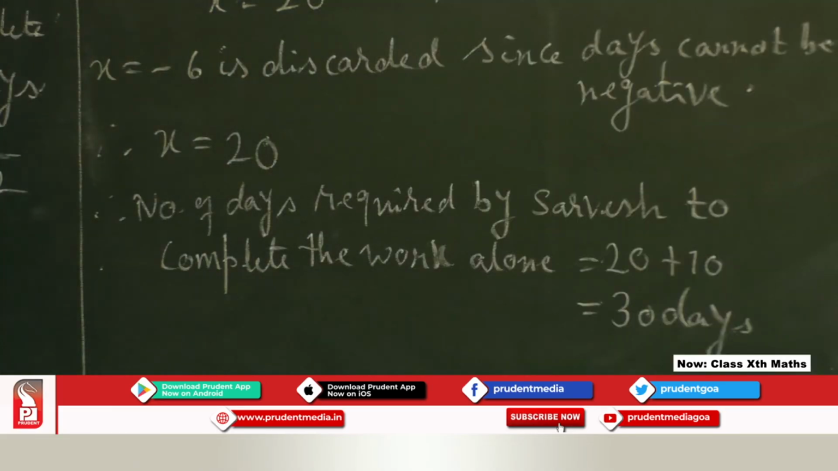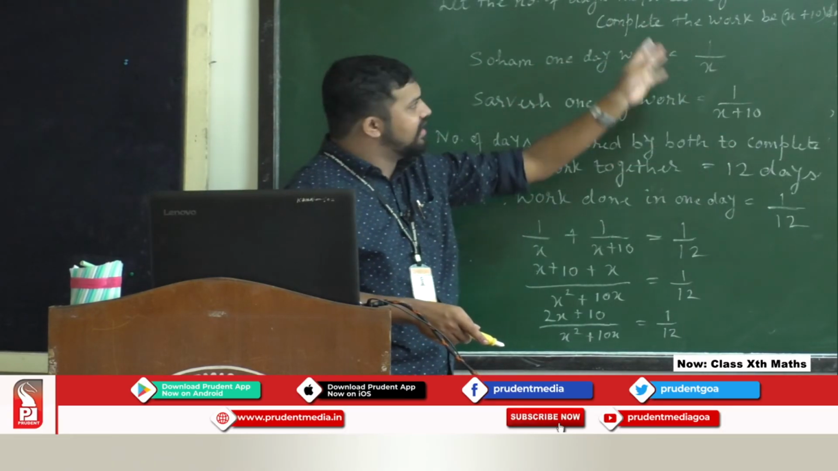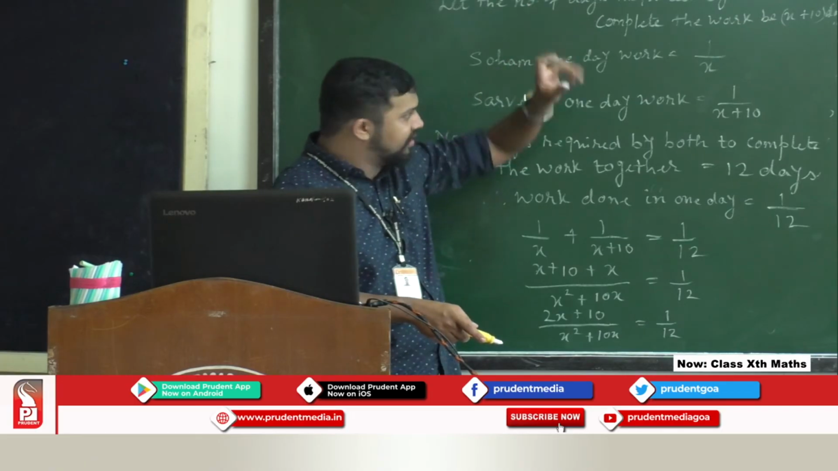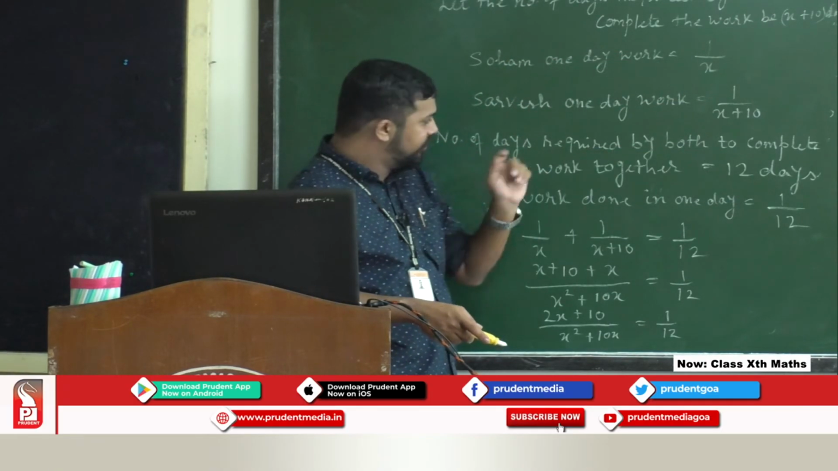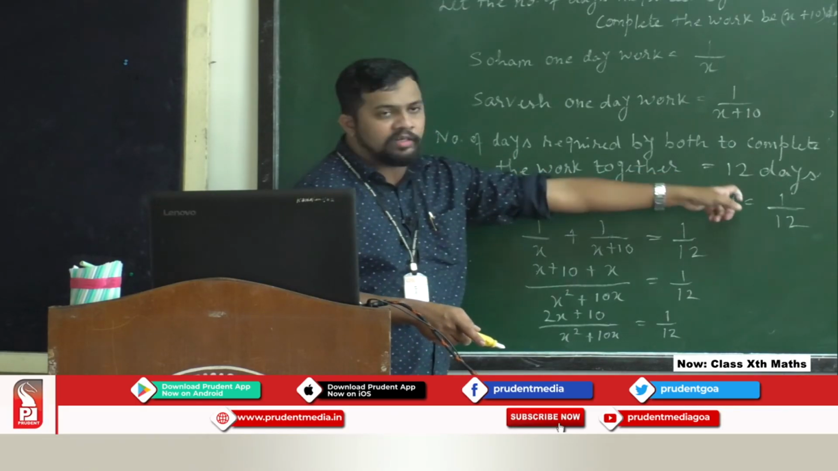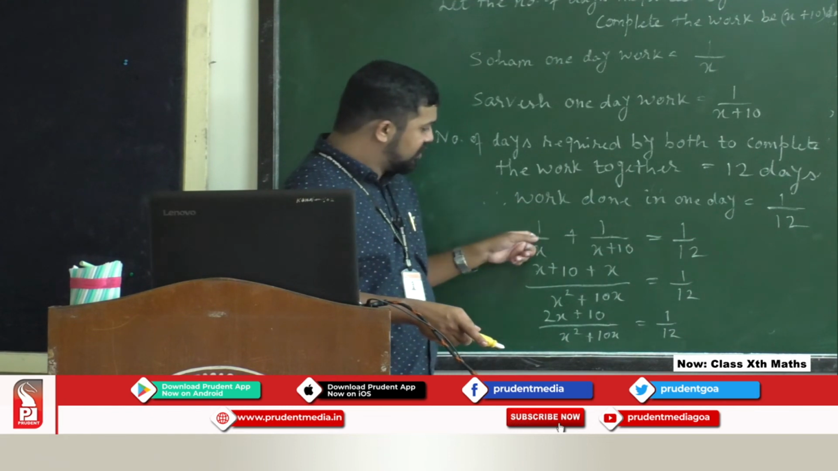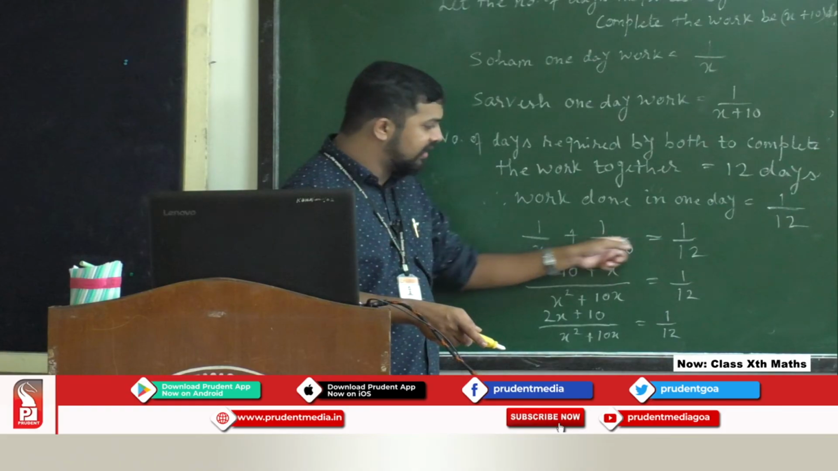30 days. Clear? Let me explain once again. Let the number of days required by Soham be x, because we don't know. Sarvesh was taking 10 more, so x plus 10. Now we have to find one day's work. 1 day's work will be 1 by x for Soham and 1 by x plus 10 for Sarvesh. If they are working together, it takes 12 days, so work done in 1 day will be 1 by 12. So Soham 1 by x, Sarvesh 1 by x plus 10, together 1 by 12.